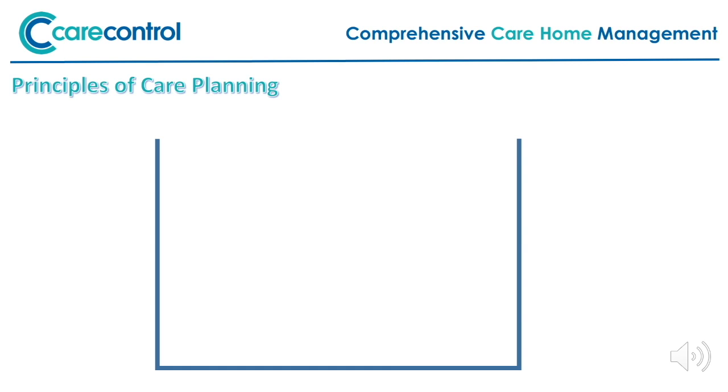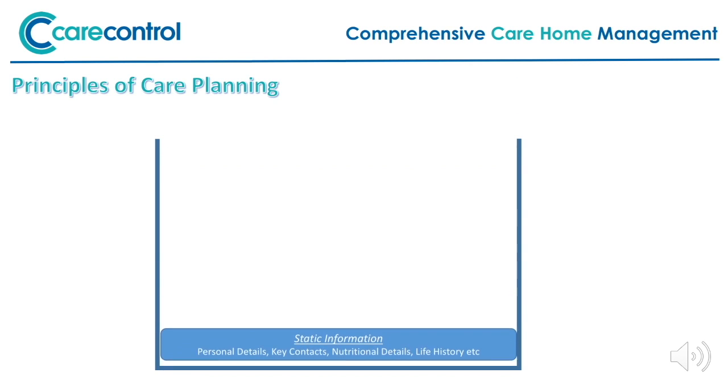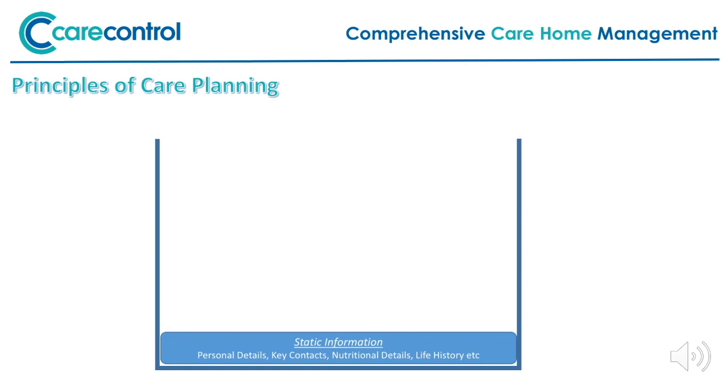Okay, so we have reviewed the basic structure of the care plan. The next slide explains how a care plan is typically constructed. First, we have what we call static information. This is information that will not change very often, such as personal details, key contacts, life history, etc.